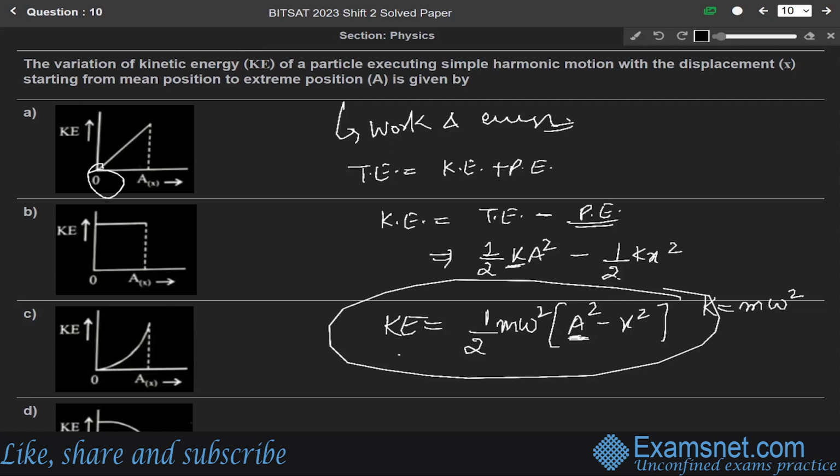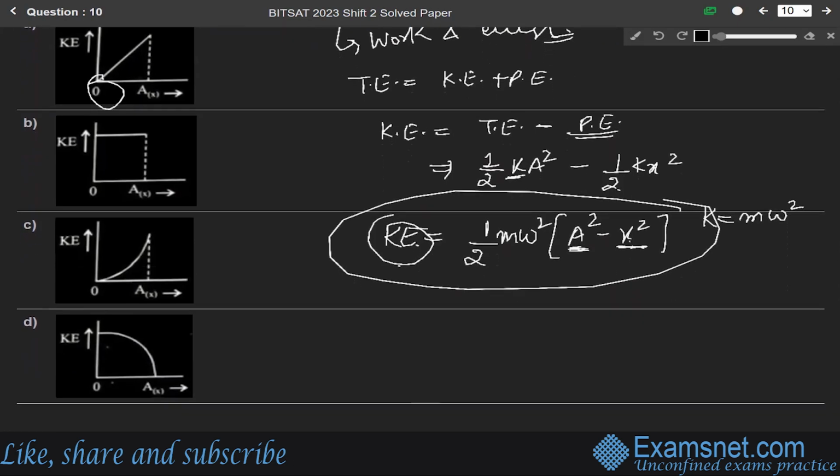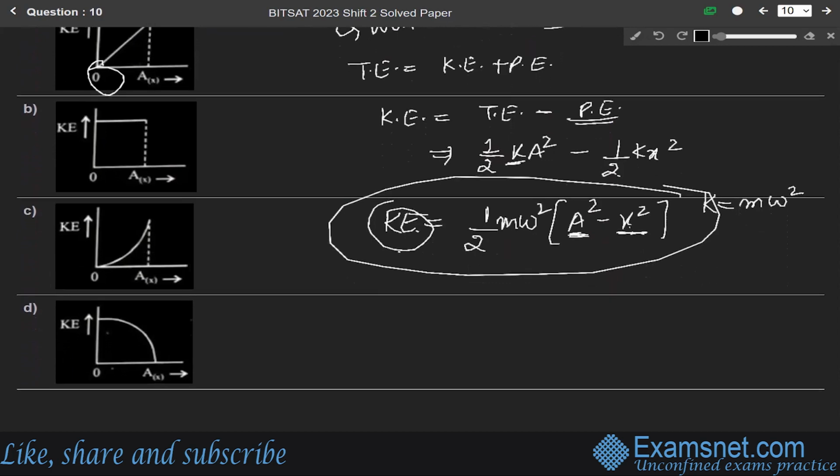So among these, the kinetic energy is maximum when x is 0, and the kinetic energy is 0 when x equals A. So the kinetic energy versus x graph will be a parabola. So for a parabola, among these four, I think option D is the correct answer.